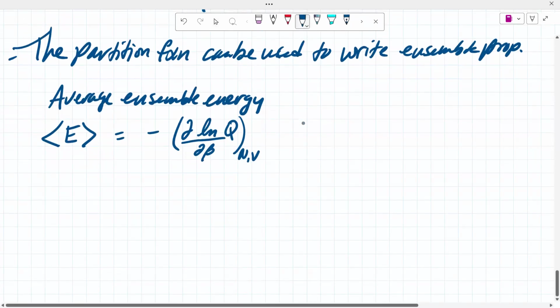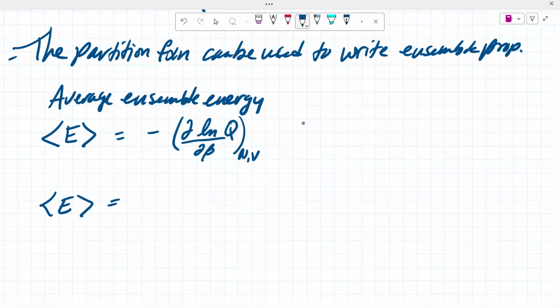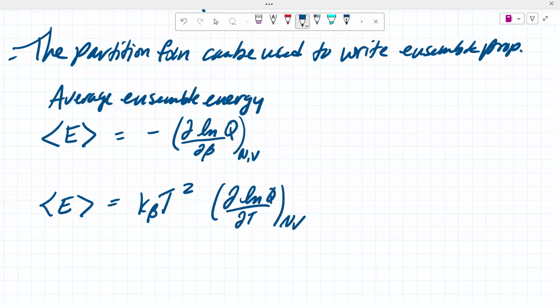Or we could also write another definition. So there are two definitions. The first one is with respect to the partition function and the Boltzmann constant. And this one is with respect to temperature.